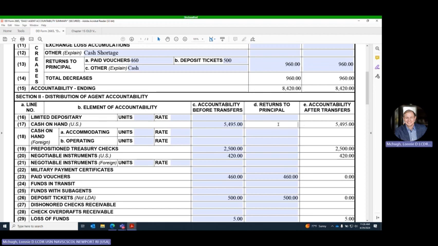We wanted to reduce our cash. Maybe our authorized amount that we were allowed to have is $5,000, and we wanted to deposit $995 with the dispersing officer. We can do that. And then we will add $960 and $995. Equals 1,955.